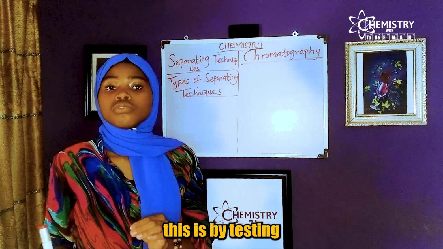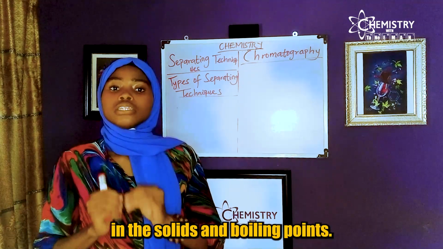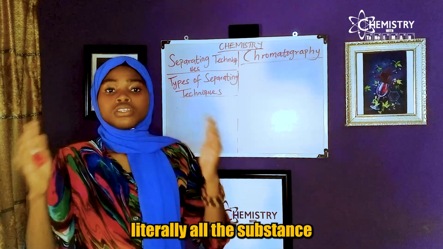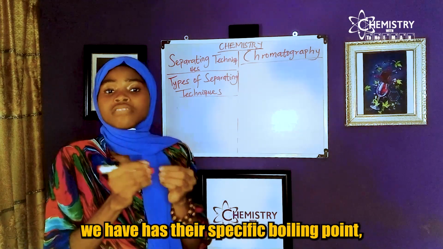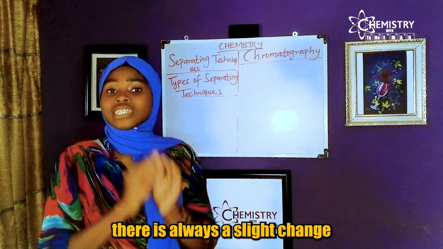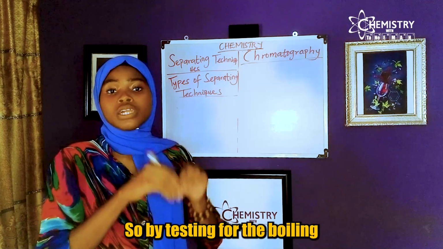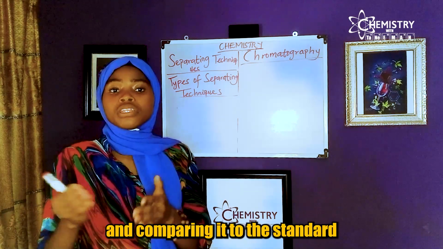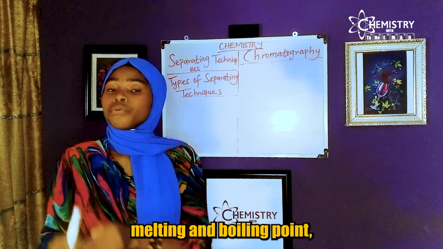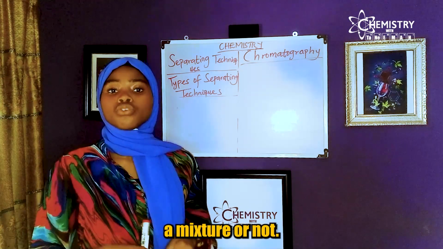A very simple way to do this is by testing their melting point if they are solids and their boiling point if they are liquids. Literally, all substances have their specific boiling point. But with the presence of impurities, there's always a slight change in the boiling and melting point. So by testing their boiling and melting point and comparing it with the standard melting and boiling point, you can ascertain whether you have successfully separated a mixture or not.